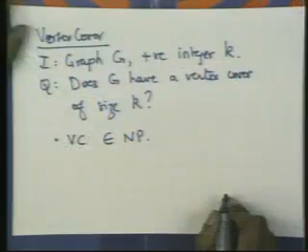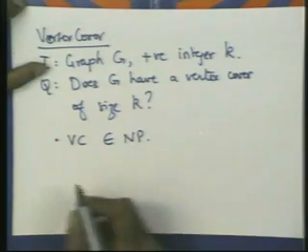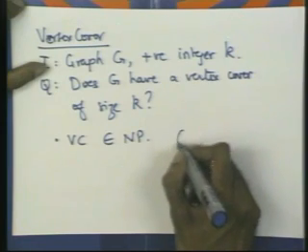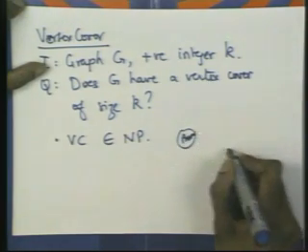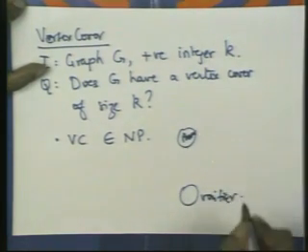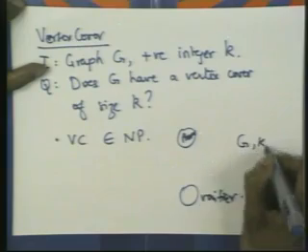So here's the problem, and we would like to prove that this is NP complete. The first thing we need to do is to prove that it is in NP. So the first step is: VC belongs to NP. Why is this true? We go to our usual game. Here's a prover, here's a verifier, and here's the graph G and k.